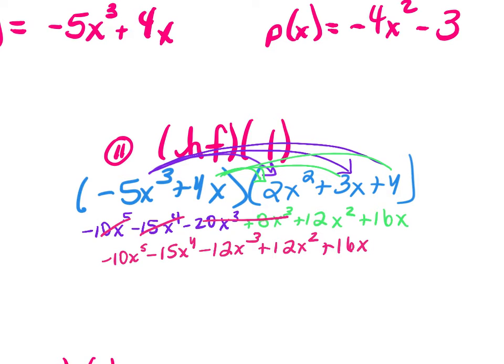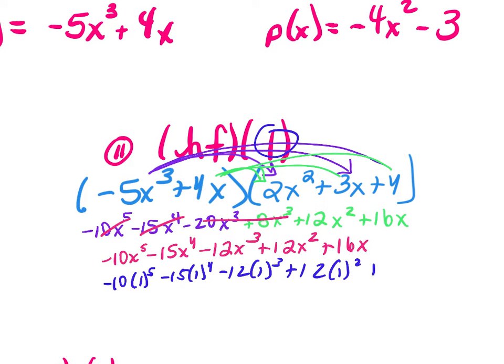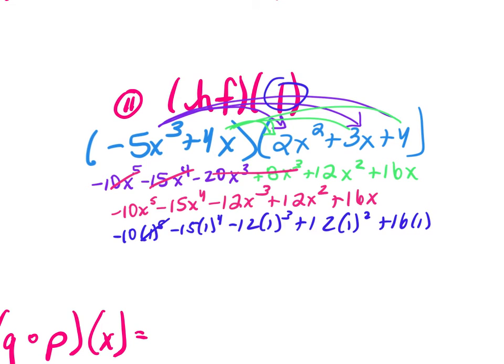Now what do they want me to do? Plug what number in? What number do they want me to plug in for all of the x's? 1. So I have negative 10 times 1 to the 5th power minus 15 times 1 to the 4th power minus 12 times 1 to the 3rd power plus 12 times 1 to the 2nd power plus 16 times 1. What happens to all these ones, guys?